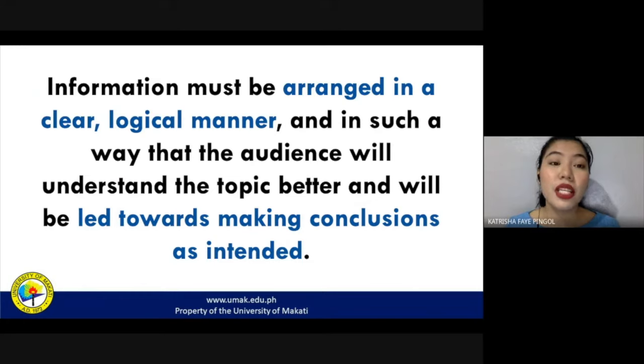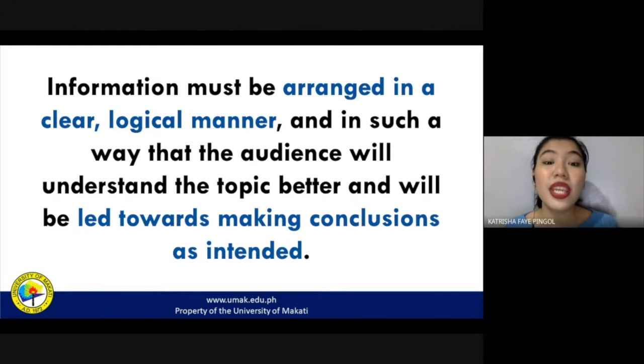In order for a public speaker to deliver an effective informative speech as well, the information that he or she is presenting must be arranged in a clear, logical manner. So what do we mean by that? Clear, it's something that should be understandable to them, something that the audience would have no problem understanding, even if it came from another person. When we say logical, it only means that the information must be arranged in a specific order, an order that would enable the listeners to understand it better.